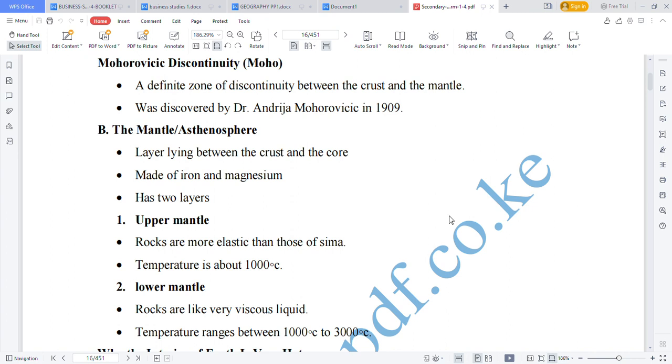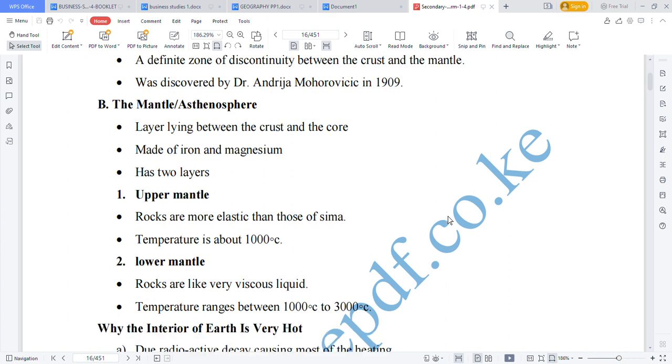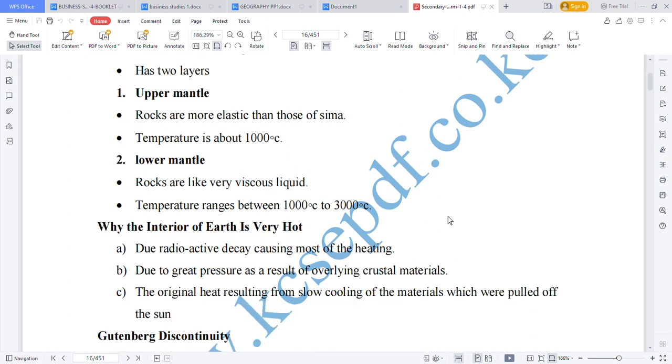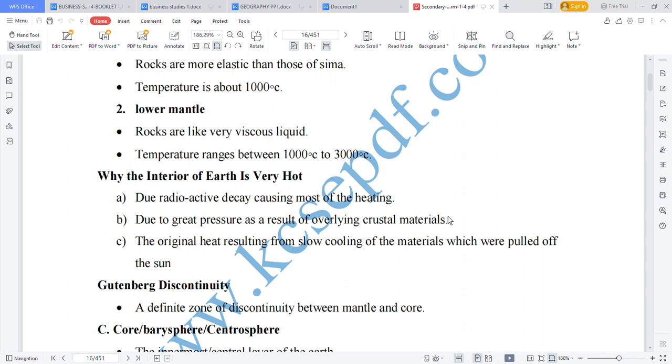So this is a layer lying between the crust and the core. It is made up of iron and magnesium. It has two layers. You have the upper mantle. Upper mantle rocks are more elastic than those of Sima. The temperature is about 1000 degrees Celsius. Then you have the lower mantle. Rocks are like very viscous liquid. Temperature ranges between 1000 degrees Celsius to 3000 degrees Celsius.